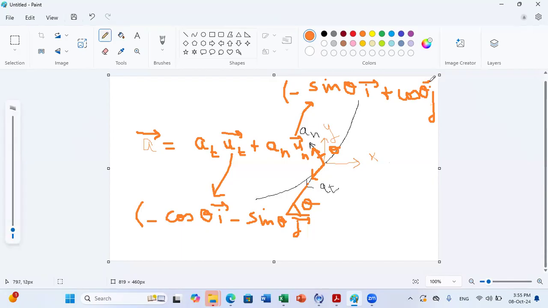And now you sum I components together and J components together. So you end up with ax I plus ay J. At any location, you can find ax and you can find ay. And now you go back to get v as a function of time. You use the differential relations, ax equals dvx by dt, ay equals dvy by dt, etc.